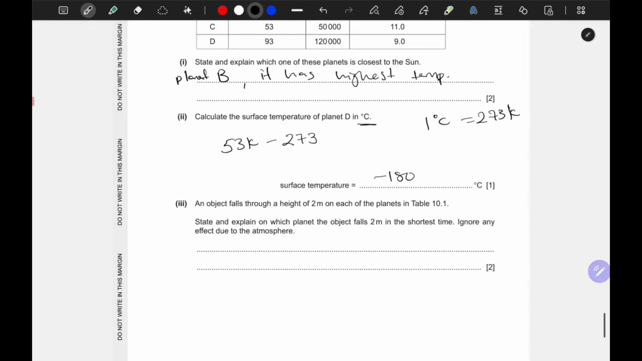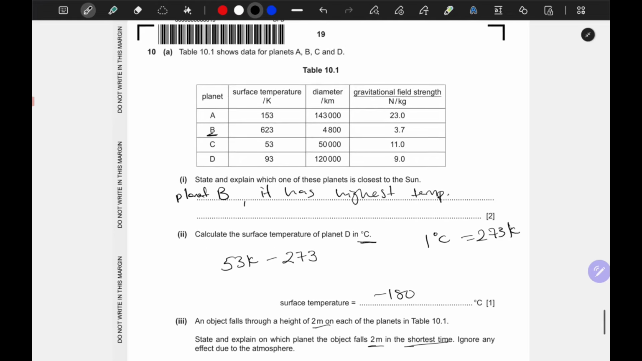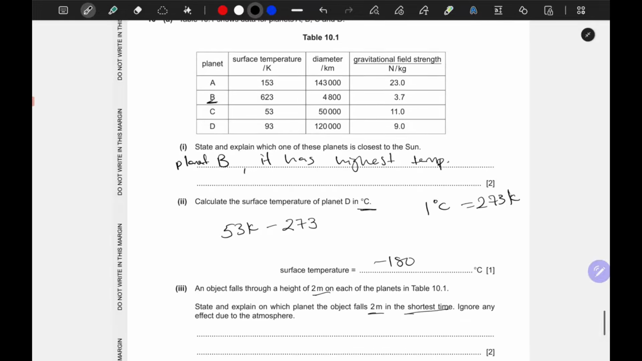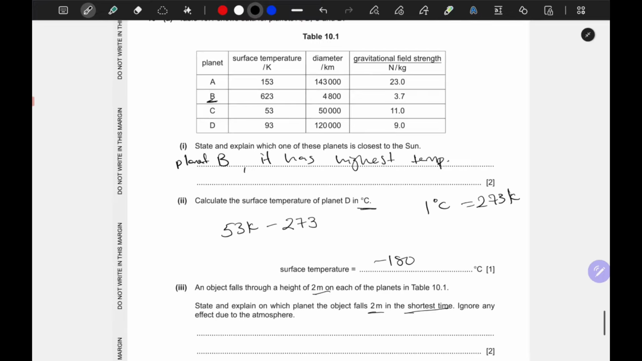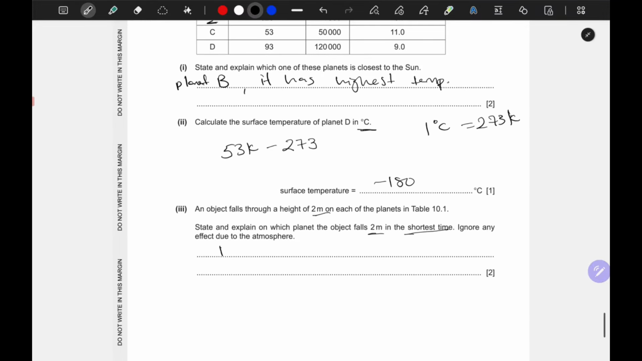An object falls through a height of 2 meters on each of the planets in Table 10.1. State and explain on which planet the object falls 2 meters in the shortest time. Ignore any effects due to the atmosphere. So basically, if we want the shortest time, that means we need the maximum gravitational field strength. So which one is it? It's planet A with 23. So we can say planet A.